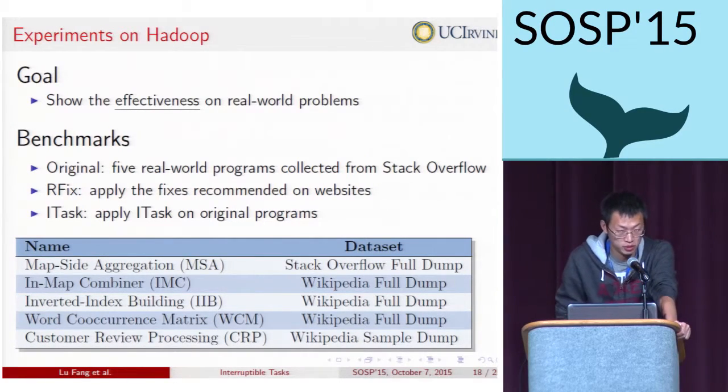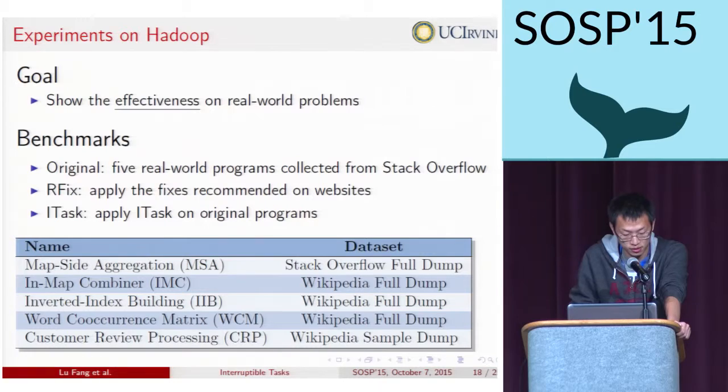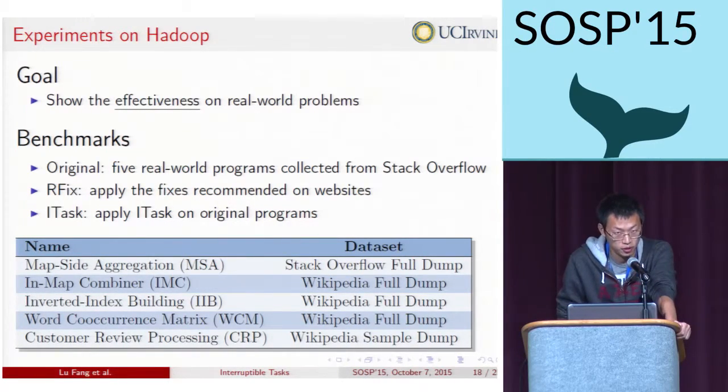All five benchmarks are collected from StackOverflow, and they are all real-world programs. There are three versions for each program: original, rfix, and itask. We apply the fix recommended on the website to get the rfix version, and we apply our itask technique on the original programs to get our itask version.